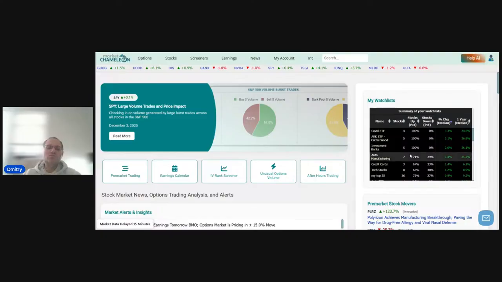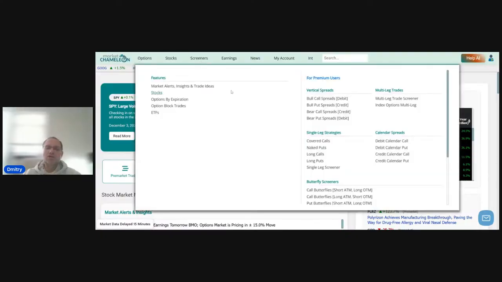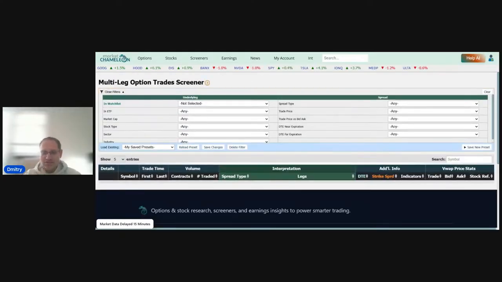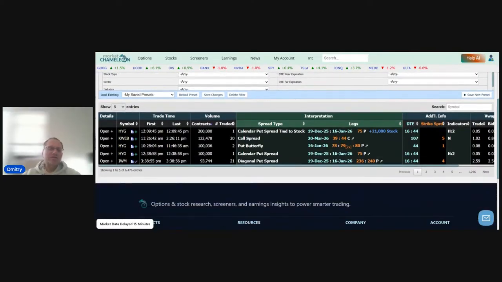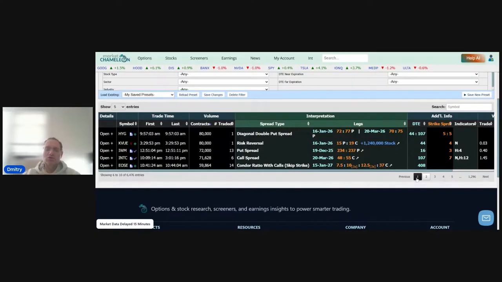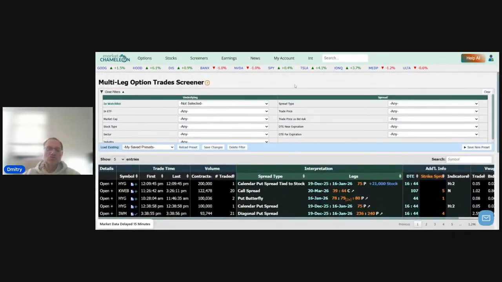To find it, go up here under screeners and under multi-leg trades. You have the multi-leg trade screener. You also have it for index options, but let's look at the multi-leg trade screener for non-index products, not SPX or VIX. Here we have over 6,476 pages of multi-leg trades. You could tab through them. This is right now showing us the top 5. You could change that and tab through to keep going, or we could just use these filters to narrow them down.